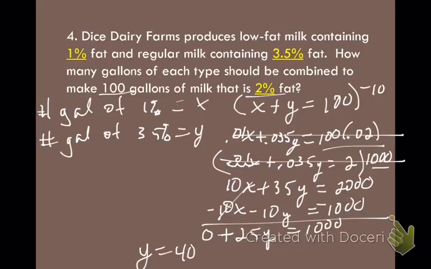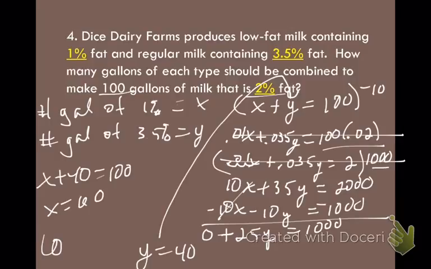So we'd have to use 40 gallons of the 3.5% milk. How much of the 1% milk? We'll plug this 40 in here, and you're going to see right away it's going to be 60. Right? Subtract 40 here and 60. And so in a complete sentence, okay, you'd say something like, to make 100 gallons of 2% fat milk, we would have to combine 40 gallons of the 3.5% milk and 60 gallons of the 1% milk. Okay? So that's what we mean by mixture. We had to convert one of the equations into the amount of fat.